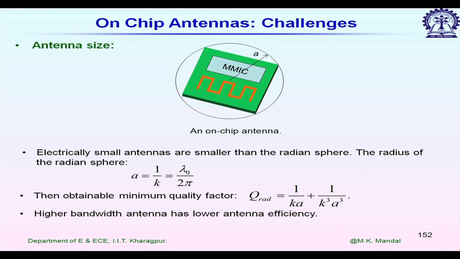Then it can be shown, this is a thumb rule, the obtainable minimum quality factor Q rad is equal to 1 by k a plus 1 by k cube a cube.